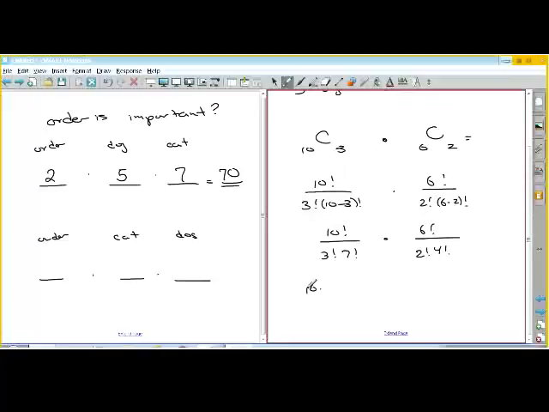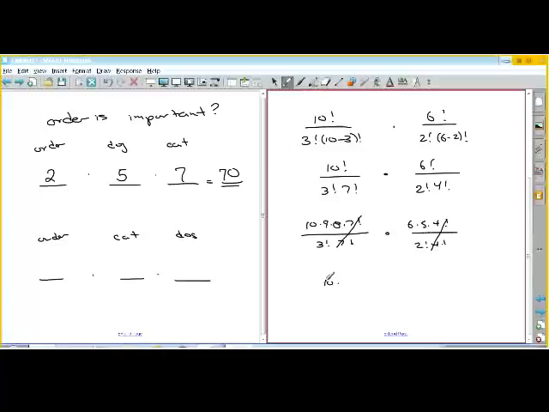Then I would rewrite 10 factorial as 10 times 9 times 8 times 7 factorial, because 7 factorial is the larger one. It's going to cancel out and become 1. Here I do 6 times 5 times 4 factorial. Those become 1. So I'd have 10 times 9 times 8 over 3 times 2 times 1.